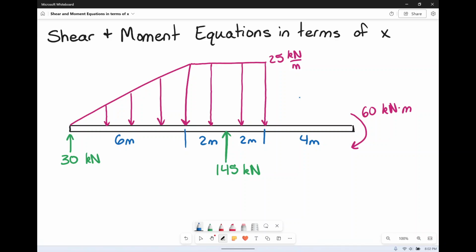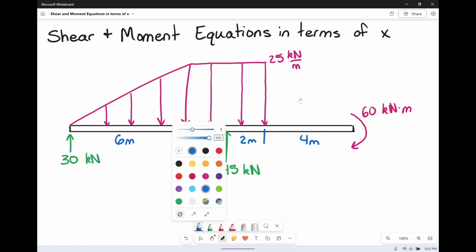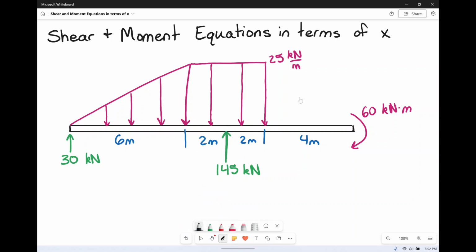This video is going to cover shear and moment equations in terms of x. This is the problem that we're going to be starting off with to solve, but before we get there, let's talk first about how to solve for shear and moment equations in terms of x. This is literally the exact same thing as equilibrium of a deformable body.